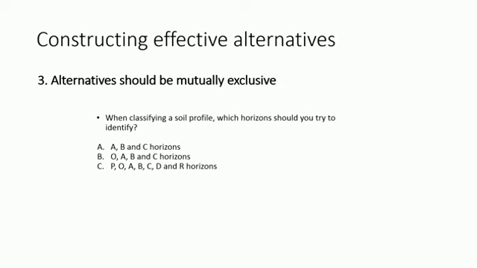But of course, you should also try to classify A, B, and C, which is the first answer. So A, B, and C is encompassed within the third alternative there, and the second alternative is also encompassed in the third one. So they're very unclear alternatives. So you make sure that all your alternatives are mutually exclusive.